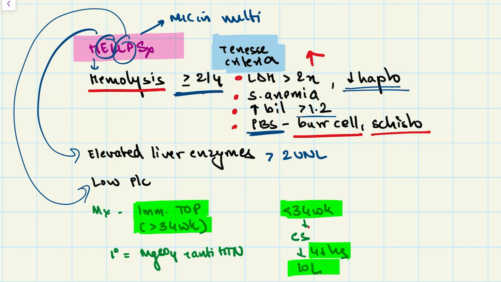Right. For management, immediate termination of pregnancy is done if the gestational age is more than 34 weeks, and prophylaxis with magnesium sulfate and antihypertensive drugs is done. For period of gestation less than 34 weeks, corticosteroids are administered, and after 48 hours, induction of labor can be done. HELLP syndrome was asked this year, right?